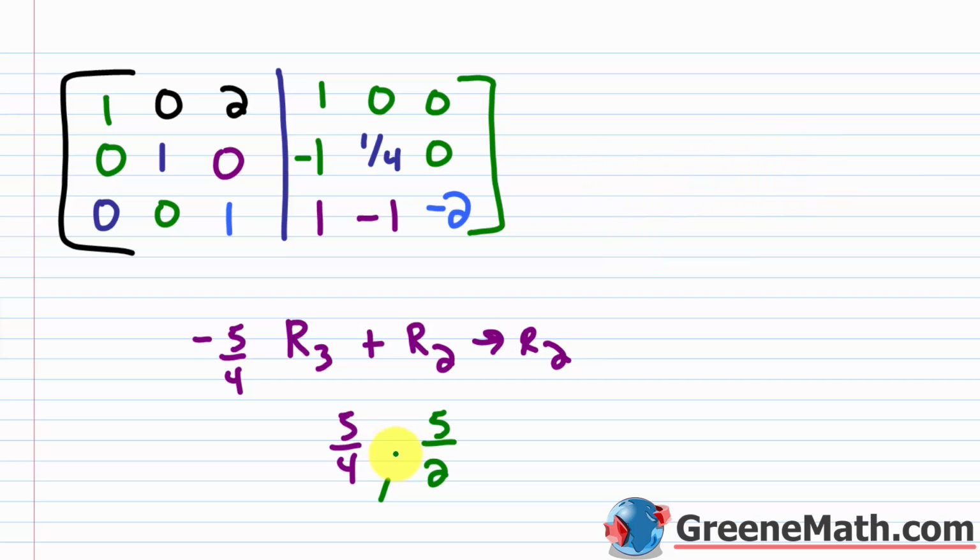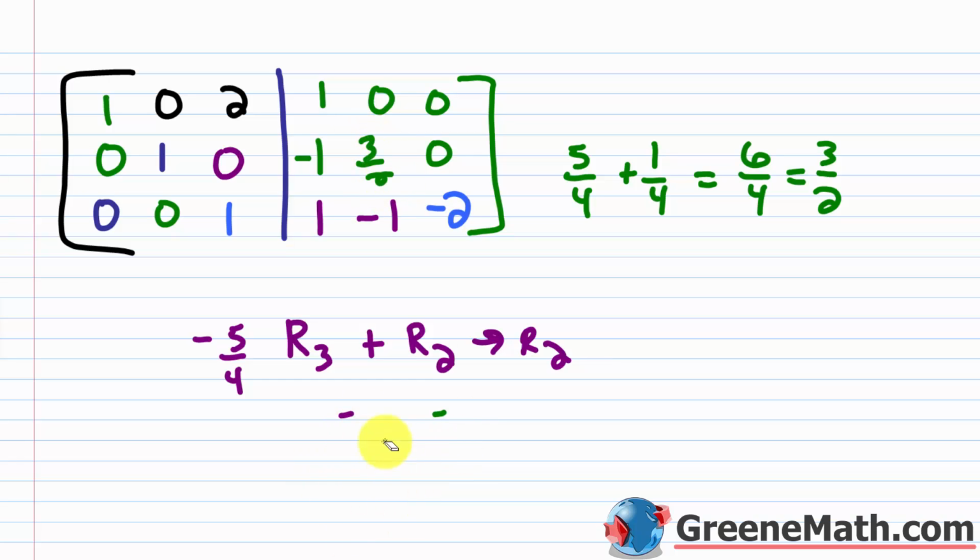And then now I'd have 5/4 plus 1/4. Okay, so 5 plus 1 is 6. So you'd have 6 over 4, which reduces to 3/2, right? Each is divisible by 2. So this is going to be 3/2, okay? And then obviously 5/2 plus 0 is just 5/2.